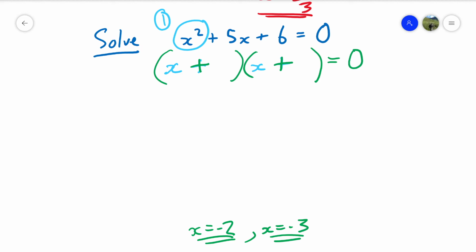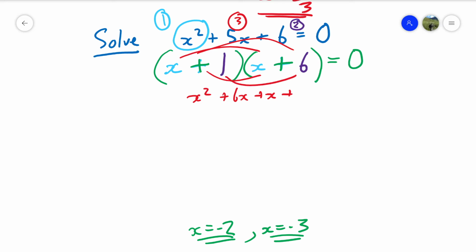And then the second thing that I do is I try and make the 6. How could I make 6? I could do 1 times 6, that works. Then the third thing I do is I try and make the 5. I basically check whether it makes the 5. So now I'm going to multiply it out. So I've got x squared plus 6x plus x plus 6. Wait a sec, this isn't going to work. That's x squared plus 7x.